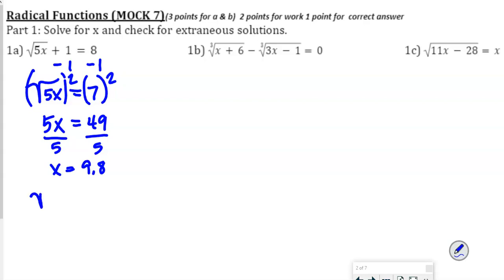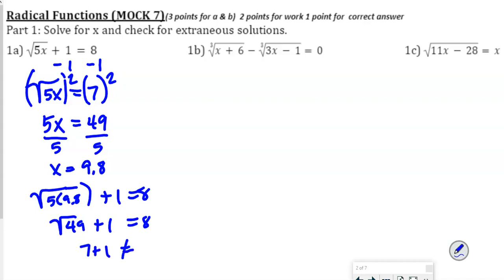Now we want to check this answer to make sure that it's not an extraneous solution. So we're going to do the square root of 5 times 9.8, plus our 1, that equals 8. When we do that, we get the square root of 49 plus 1, so that's 7 plus 1, which equals 8. So yep, 8 equals 8, right? I don't know why I put that not there, y'all. I'm going crazy. So it does check out.